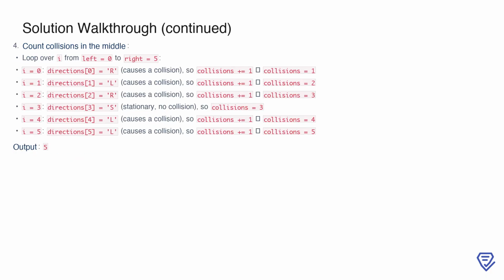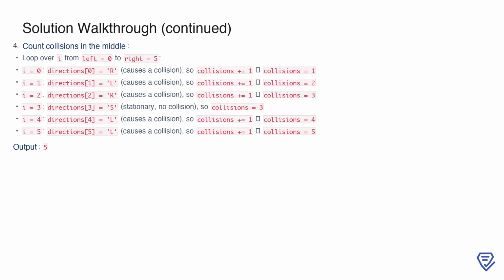Now, we move on to count collisions in the middle of the string by looping through the range from left to right. At index 0, the car is R, which causes a collision, so we increment collisions to 1. At index 1, the car is L, which also causes a collision, increasing collisions to 2. At index 2, the car is R, and we add another collision, making the total 3. At index 3, the car is stationary, represented by S, so no collision occurs, and collisions remains 3.